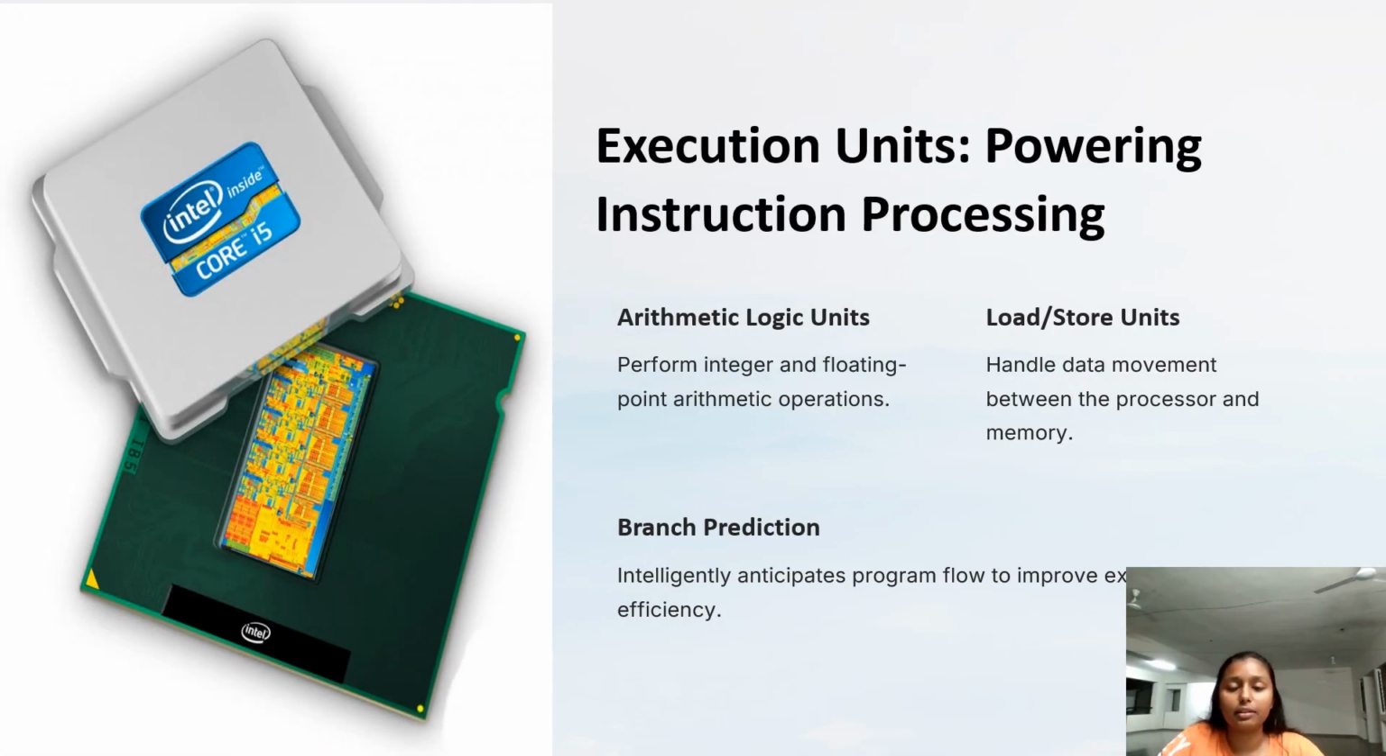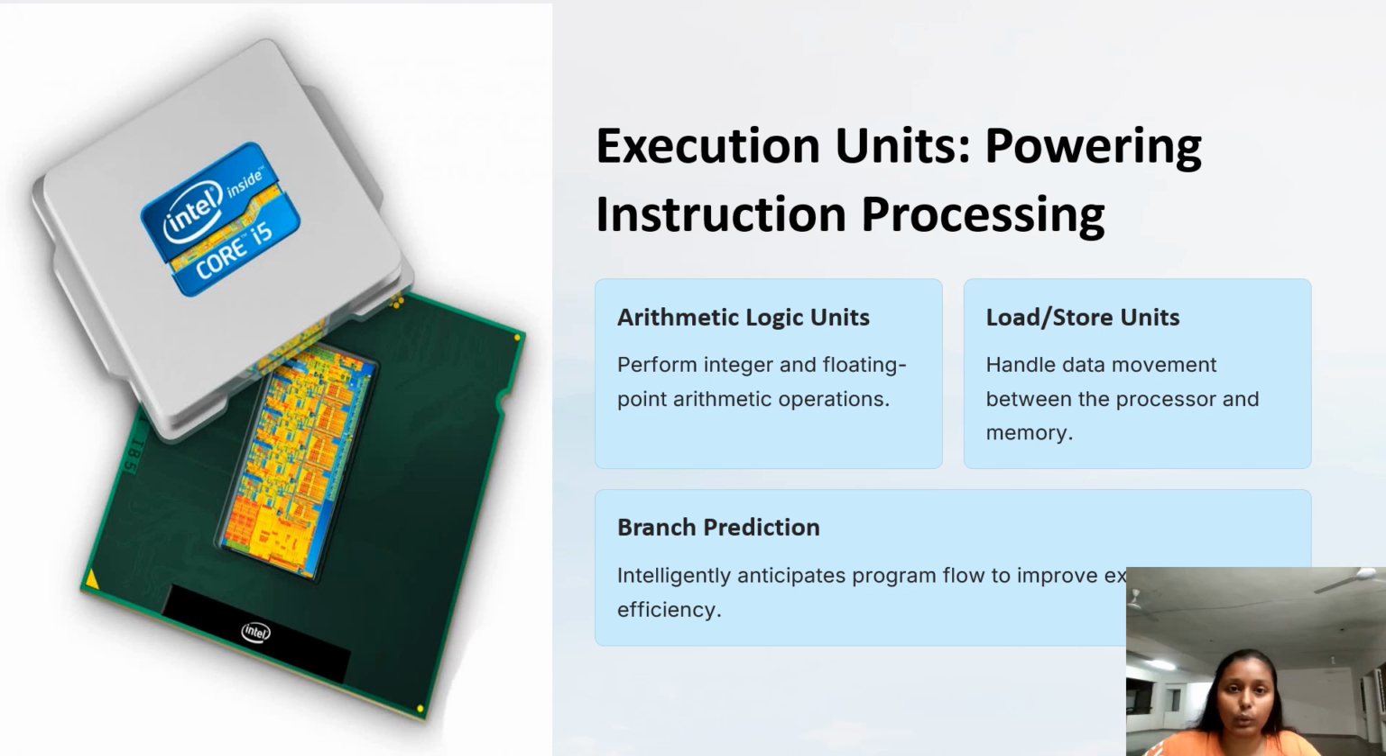Execution units powering instruction processing. It contains three parts: arithmetic logic units, load store units, and branch prediction. The processor fetches, decodes, executes, and retires instructions using various components and technologies. The first step in the processing pipeline is to fetch the instruction from memory, retrieving it from cache or main memory. Once it is fetched, the decode unit converts the high level instructions into micro operations, which are easier to execute and allow more flexibility.